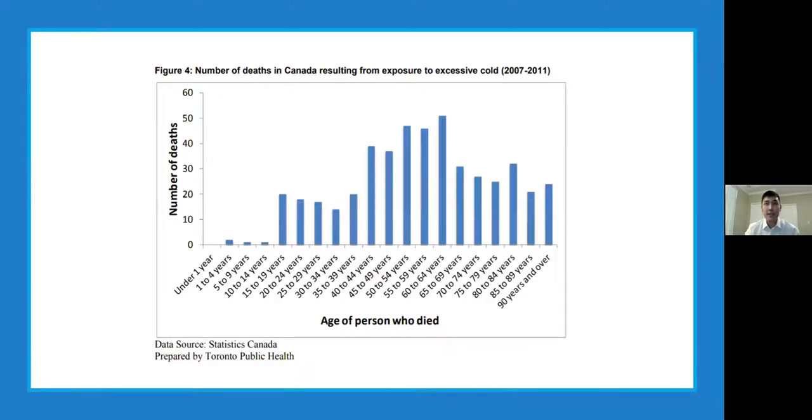This is a figure from Statistics Canada and Toronto Public Health that illustrates the deaths attributable to hypothermia in Canada between 2007 and 2011. As you can see, increased age is a major risk factor, and overall the numbers are very low in the 30s, 40s, 50s.